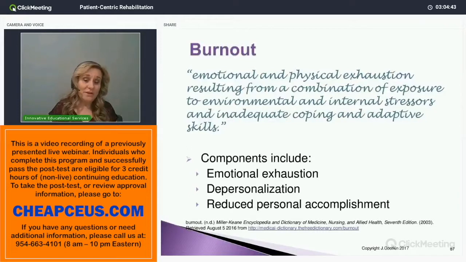In the process of doing all of this, we need to think about ourselves a little bit. We need to remember that burnout is a concern for us. This is a lot weighing emotionally on us. Burnout, by definition, is emotional and physical exhaustion resulting from a combination of exposure to environmental and internal stressors and inadequate coping and adaptive skills. And yes, it can definitely happen. It's a concern in all of healthcare, not just in rehab, in many different disciplines.